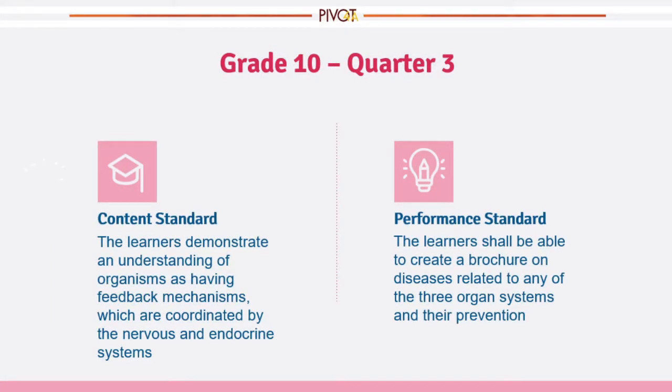Before we start, let me share with you the content standard and performance standard of Science 10 Quarter 3. In content standard, the learners demonstrate an understanding of organisms as having feedback mechanisms which are coordinated by the nervous and endocrine systems. For the performance standard, the learners shall be able to create a brochure on diseases related to any of the three organ systems and their prevention.